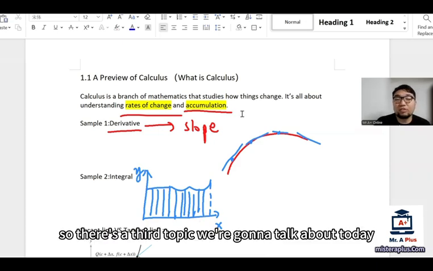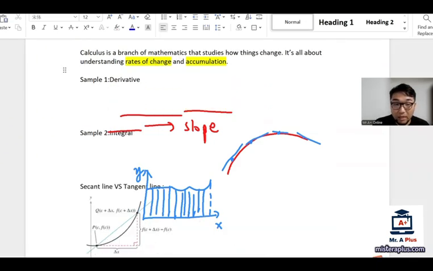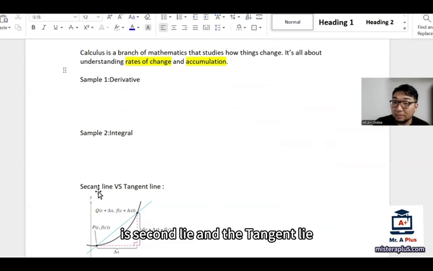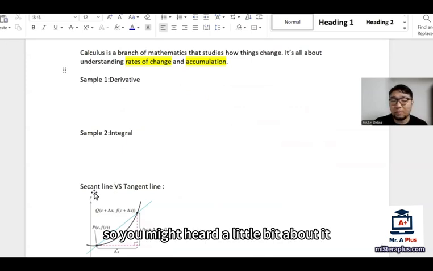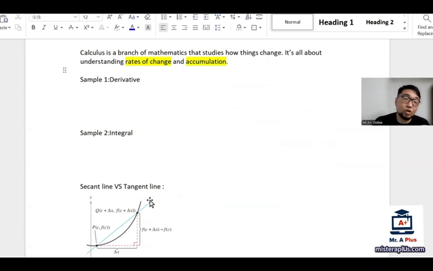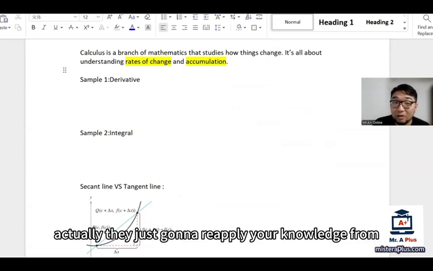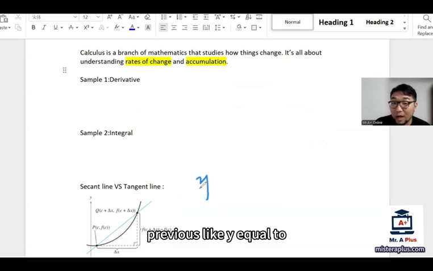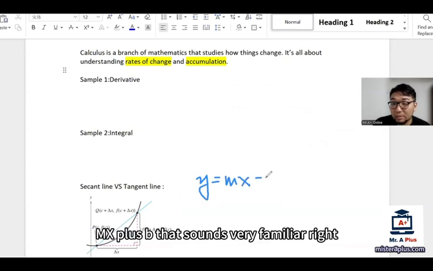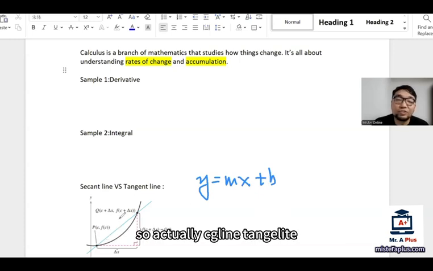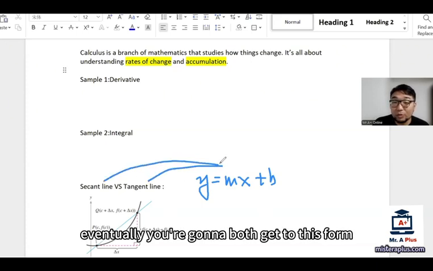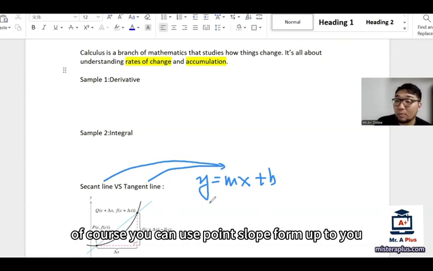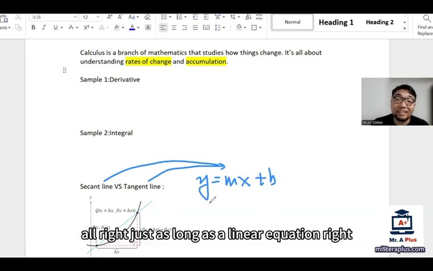Okay, there's a third topic we're going to talk about today: the secant line and the tangent line. You might have heard a little bit about it. This is calculus, so we're going to redefine it, but actually they just reapply your knowledge from previous courses, like y equals mx plus b. That sounds very familiar, right? This is slope-intercept form. Eventually, for both the secant line and tangent line, you're going to get to this form. Of course, you can use point-slope form, up to you, as long as it's a linear equation.